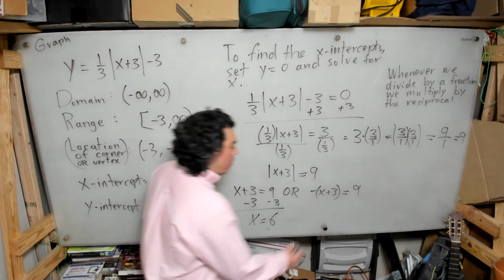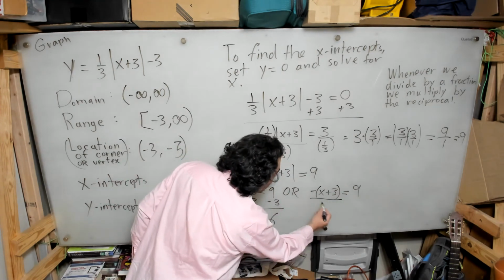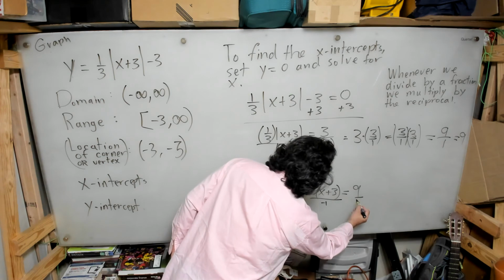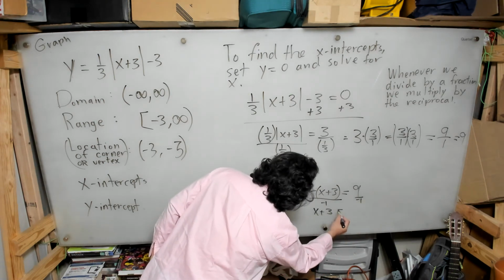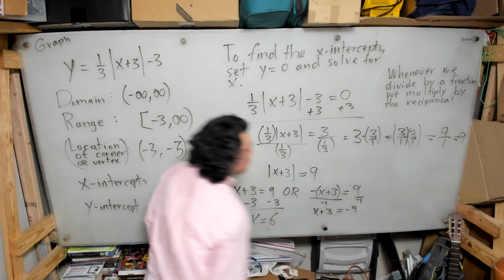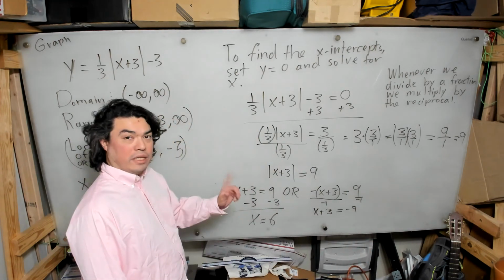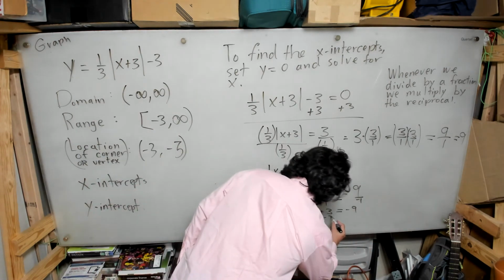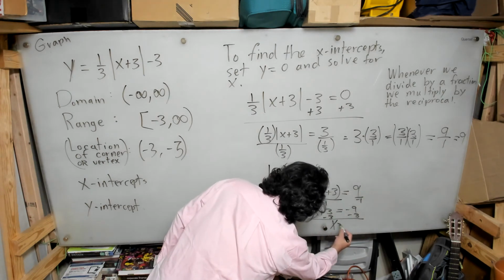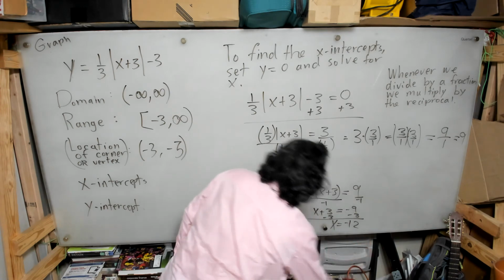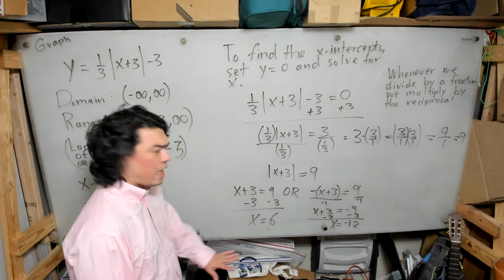Well, I'm going to divide both sides by -1, and I get x plus 3 equals -9, okay? Then I subtract 3 from the other side, minus 3, and I get x equals -12, okay? I now have my two solutions.